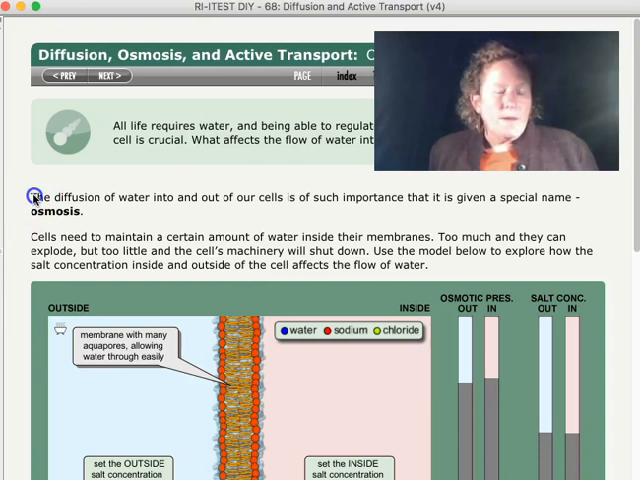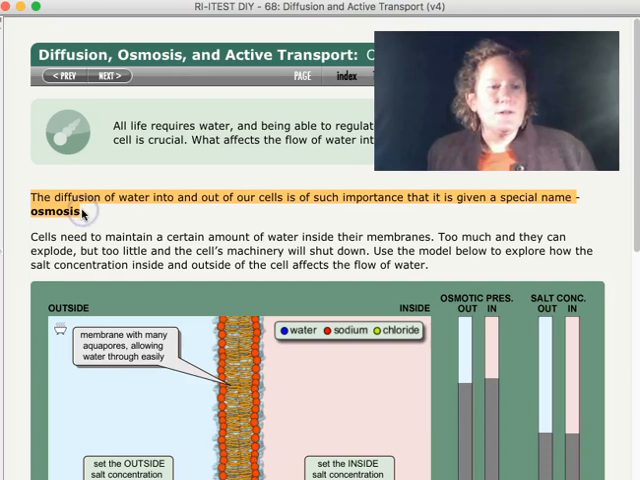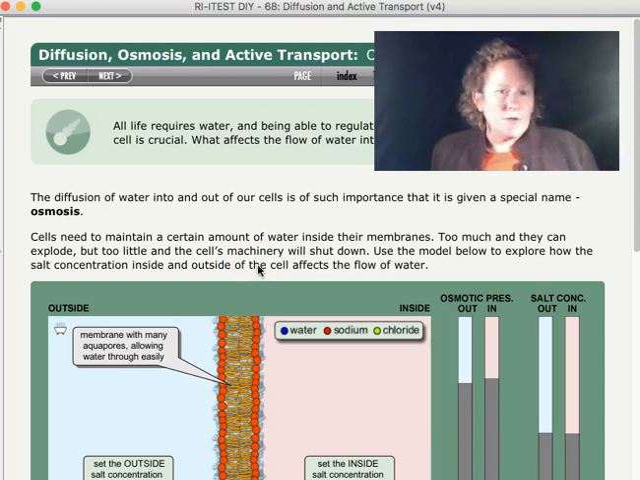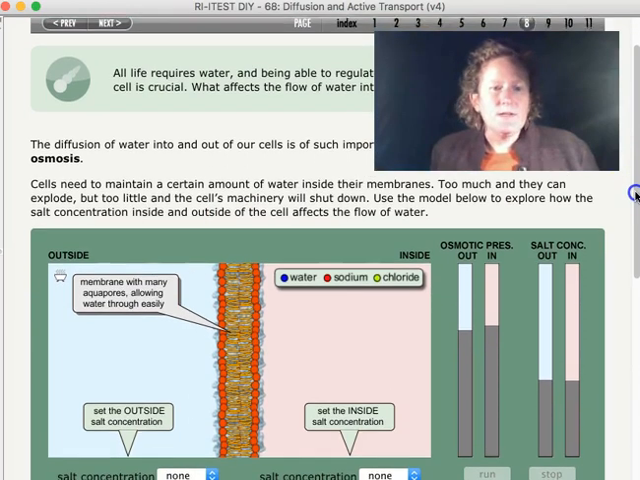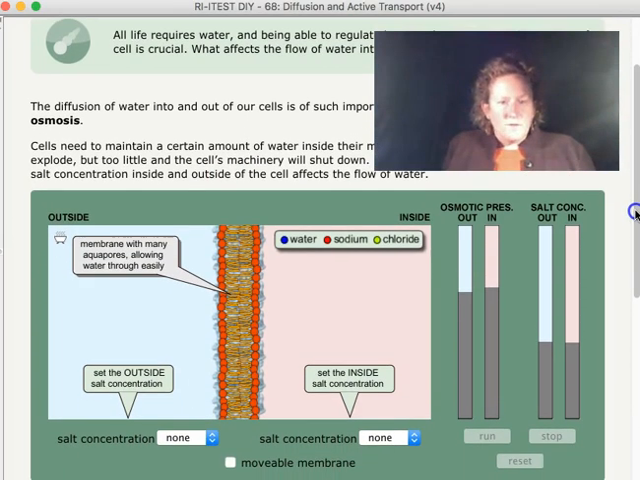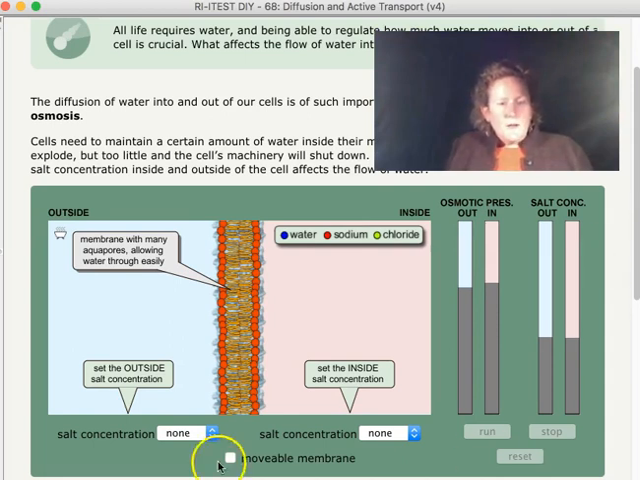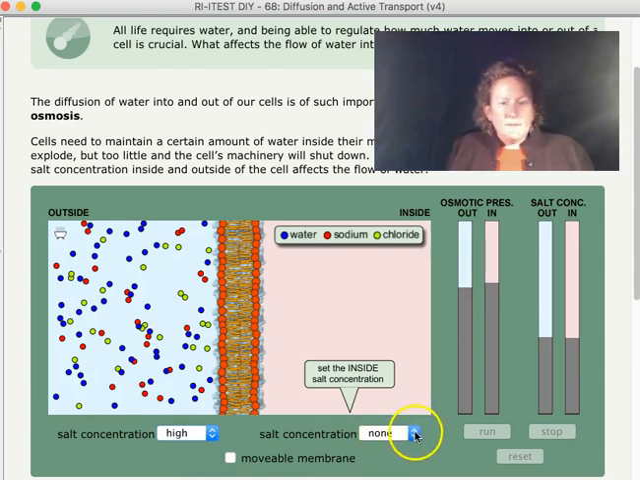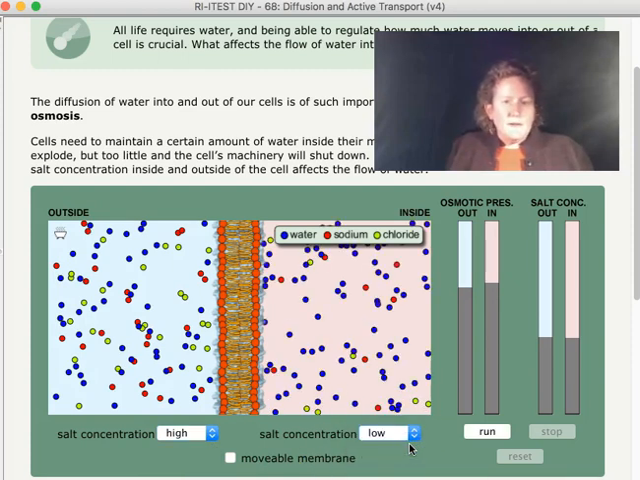Looking for those definitions at the beginning of your lab, here's a definition of osmosis. You can put it in your own words. Cells need to maintain a certain amount of water inside their membranes. Too much and they can explode, but too little and the cell's machinery will shut down. So we're going to use the model below to explore how the salt concentration inside and outside the cells affect the flow of water. So I'm going to make the salt concentration high on the outside. We'll make it low on the inside.